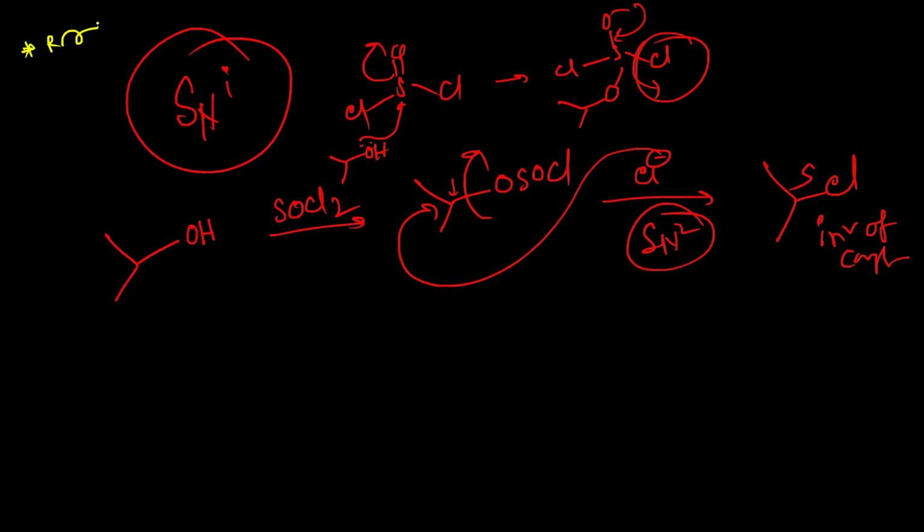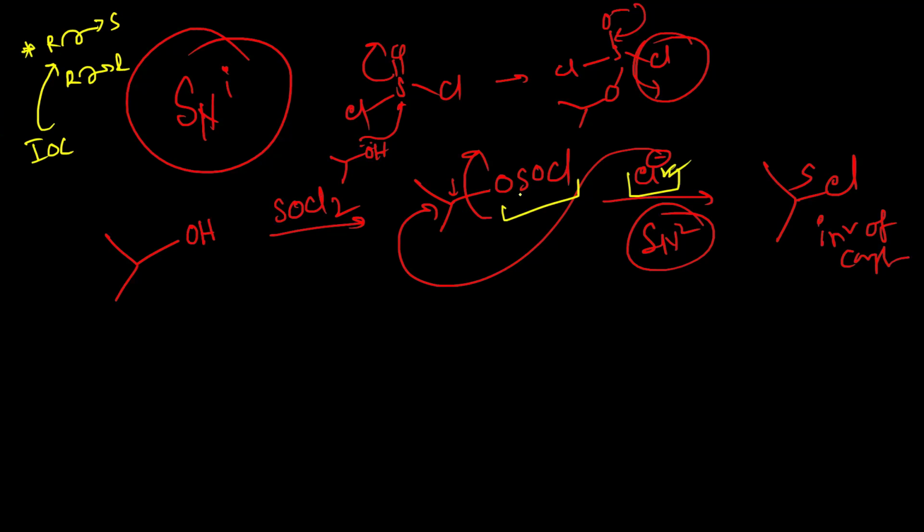Sometimes R will not convert to S. This will be inversion. Inversion of configuration does not mean that the configuration will convert from R to S. It can convert from R to R also, because we don't know what the priority of the upcoming group is. If the highest priority group is being removed and the highest priority group is approaching, then it will be R to S or S to R.